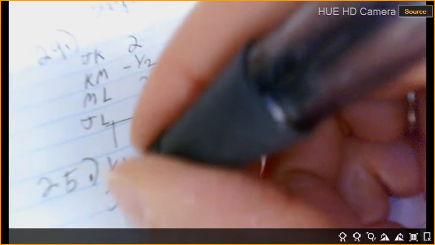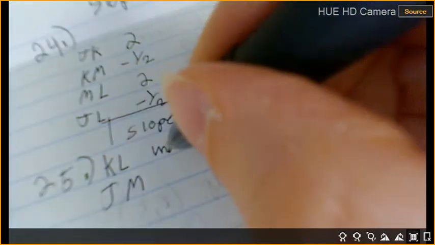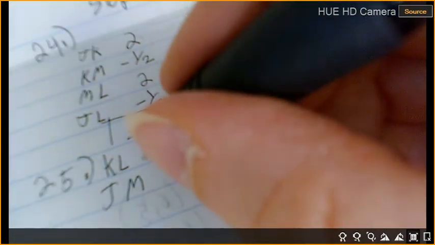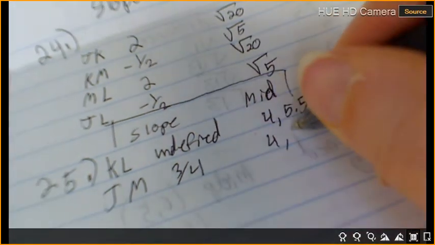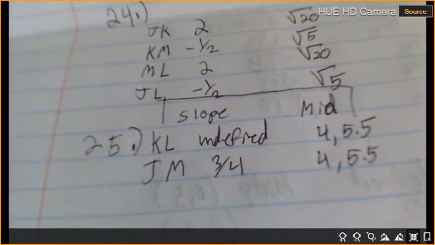And the midpoint is 4, 5.5. Then we're looking at J to M. And the slope from J to M is 3/4. And the midpoint is 4, 5.5. So this means that the diagonals bisect, but they are not perpendicular.